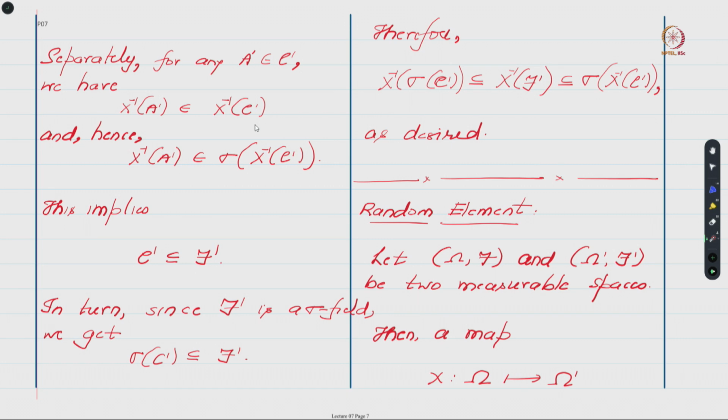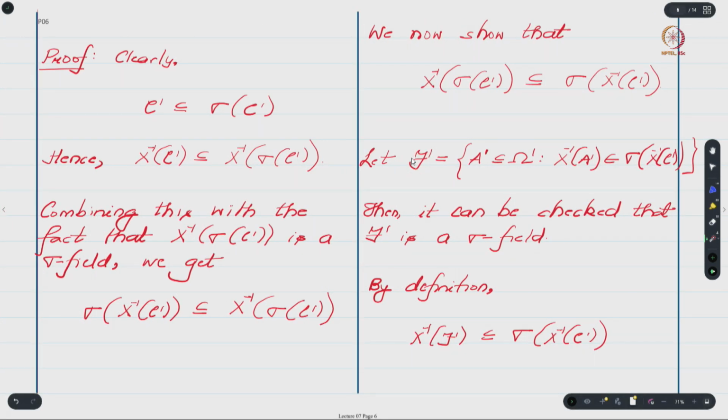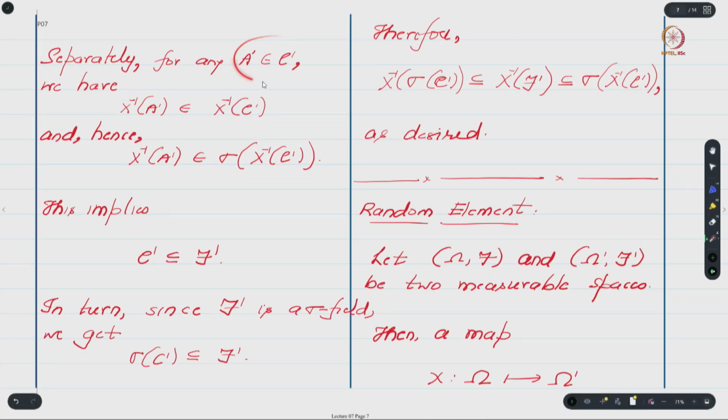x inverse of C prime, right, and from this property one can conclude that x inverse of A prime must be there in the smallest sigma field containing x inverse of C prime. So if x inverse of A prime lies over here, then trivially x inverse of A prime must be there in the smallest sigma field containing x inverse of C prime, right. So from this one can conclude that C prime is a subset of f prime. So why do I say that? Because f prime consists of all those A primes which satisfy this relation, and what we have shown over here is that for every A prime in C prime this relationship is true, and hence it must follow that C prime is a subset of f prime.